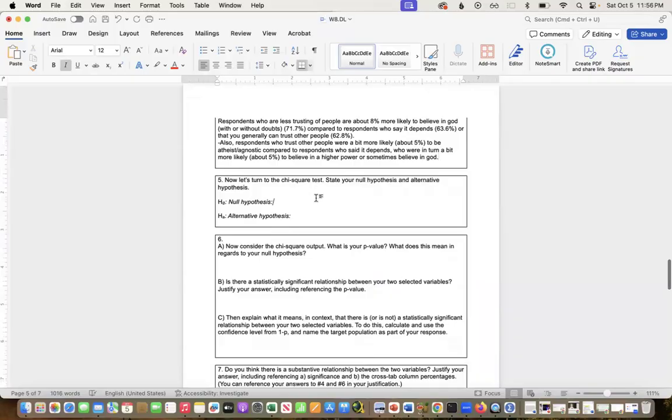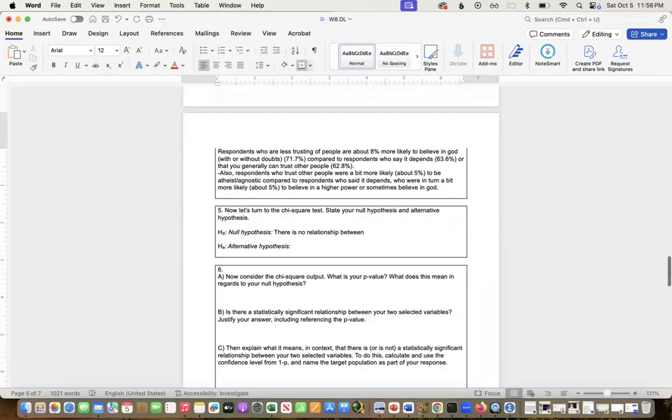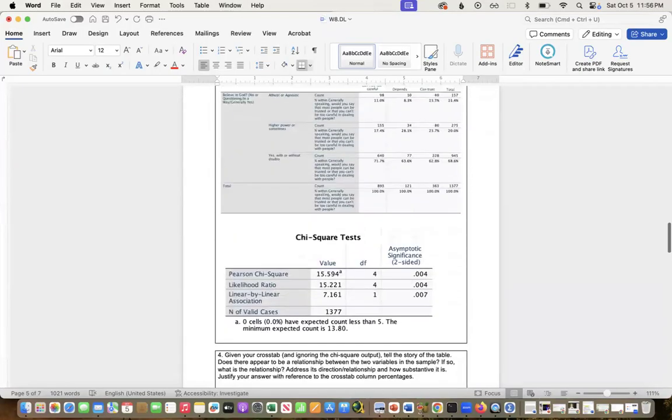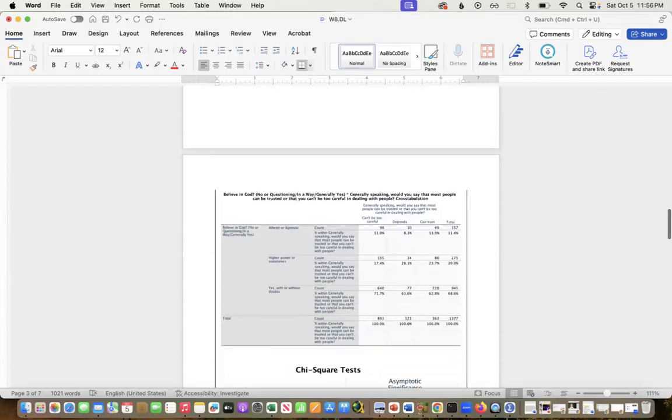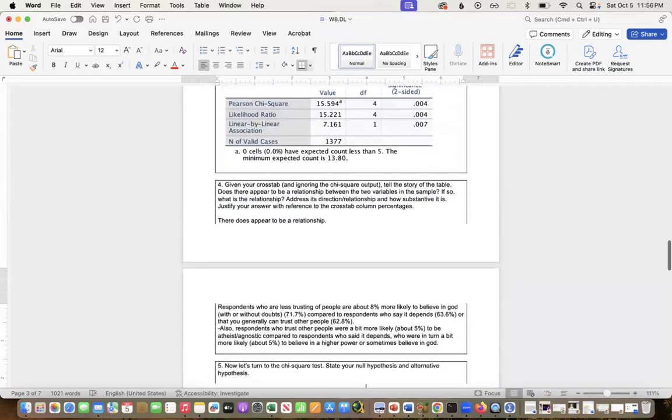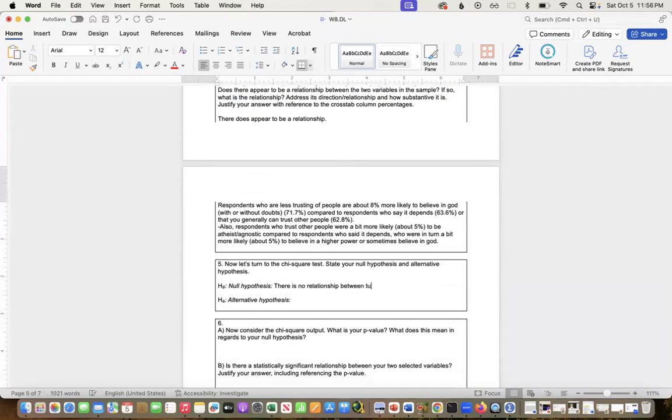Now the chi-square test. So the null hypothesis is always that there is no relationship, in this case, between how much US adults trust people, or say that, generally speaking, most people can be trusted, so between trust in others and theistic beliefs. And then the alternative hypothesis is that there is a relationship.